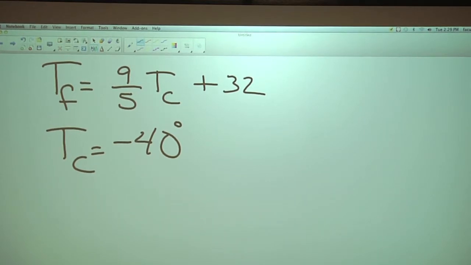So, negative 40 Celsius corresponds to what on a Fahrenheit thermometer? Negative 40. It's the only time where you will get the same temperature on both thermometers. It's the only time it ever occurs.